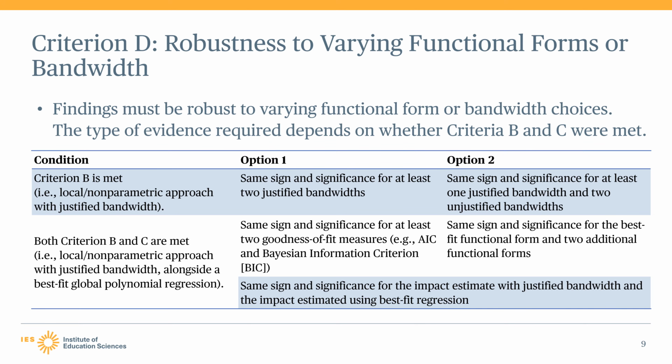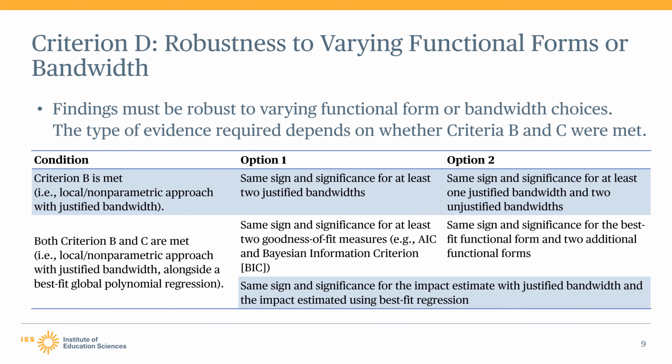Two impacts are considered to have the same sign if they are both positive or both negative, or if one is positive and one is negative, but neither are statistically significant at the 5% significance level. For example, if the sign and significance of an impact are the same using a bandwidth selected by cross-validation and a bandwidth selected by the IK plugin procedure, then a study would satisfy criterion D.